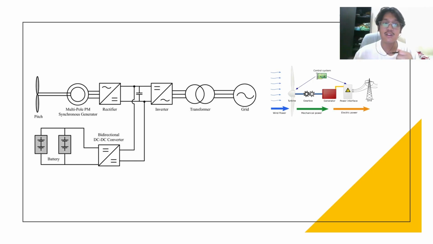As you can see from the schematic shown, we have the PMSG generator, a rectifier, a bidirectional DC to DC converter, an inverter, and a transformer, which then continues the electricity to the grid.